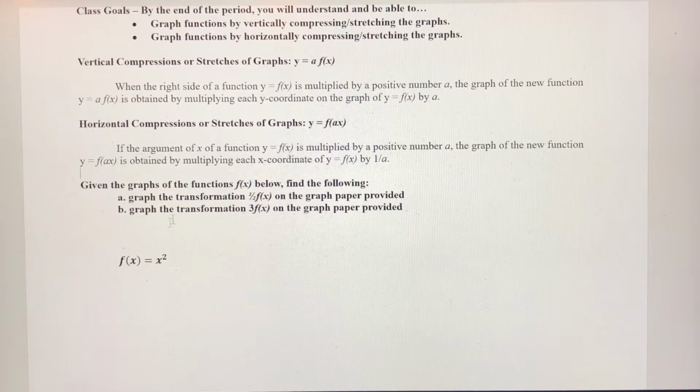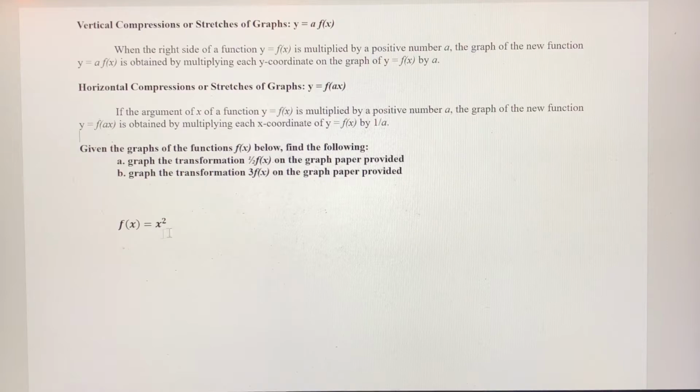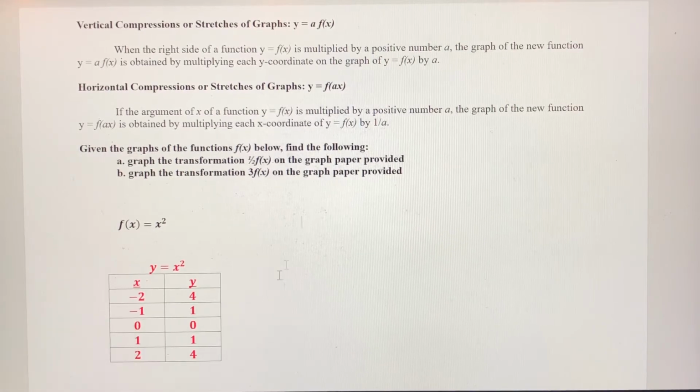So we're going to save horizontal for a little bit later. Right now we're going to go over part A here. We're going to multiply this function by a coefficient of 1/2, okay? So let's look at the original function first, just a quick table of values. When you plug in these 5 values for x, you get these 5 values for y, okay? And we're going to do vertical compressions or stretches here. We're going to see what happens when we've got a fractional coefficient like 1/2 and when we've got a constant coefficient that's greater than 1, like 3, okay? But we're going to do part A first, okay?